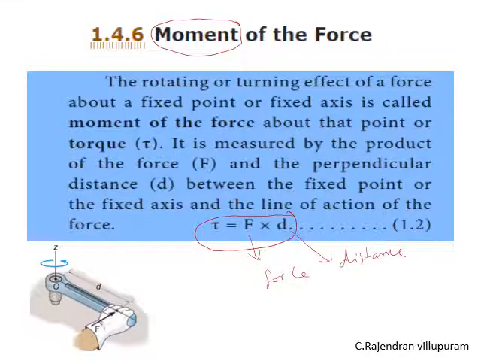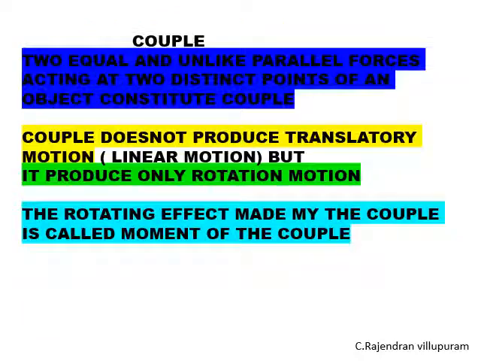See this diagram. This is F, the value of the force. And what is the distance? The distance between the point of application of force and the line of action of the force is called D. Finding the product of the force and this distance will give the moment of the force value.